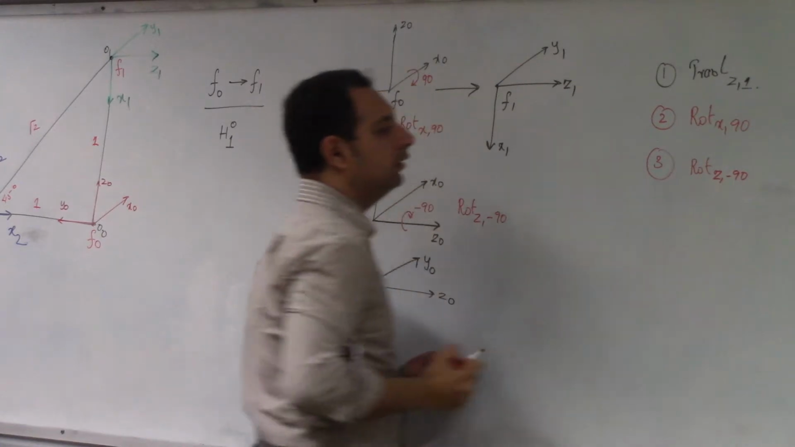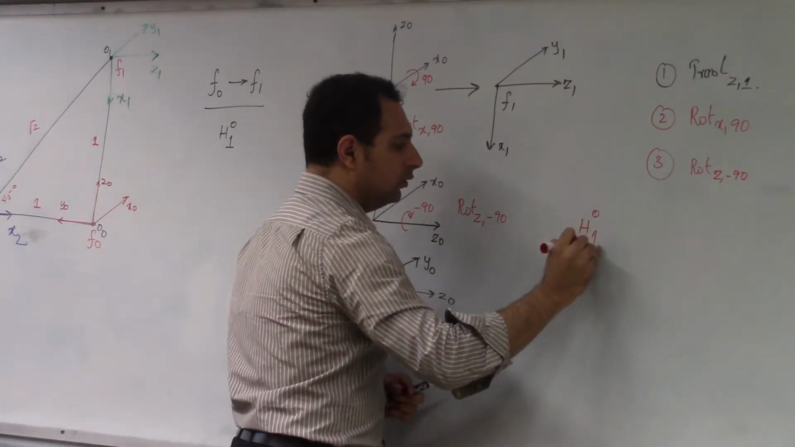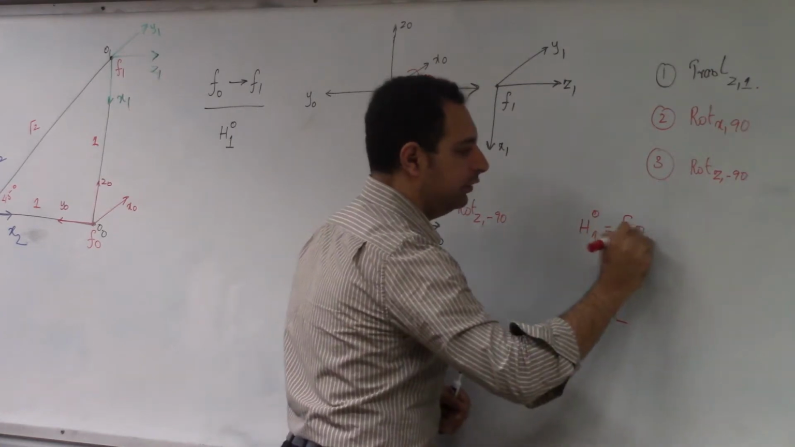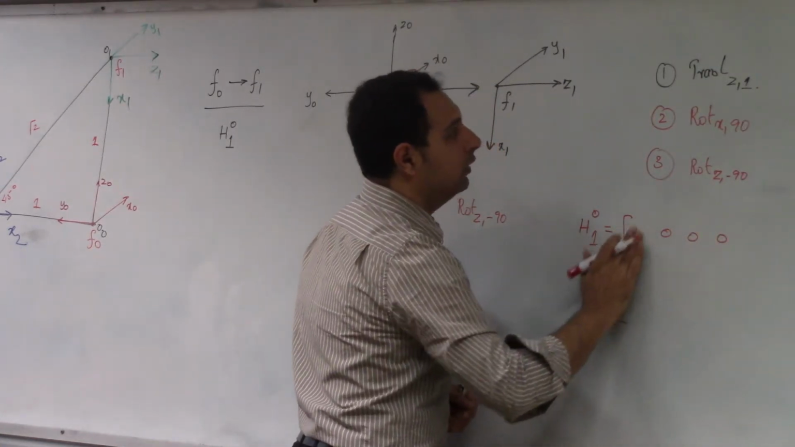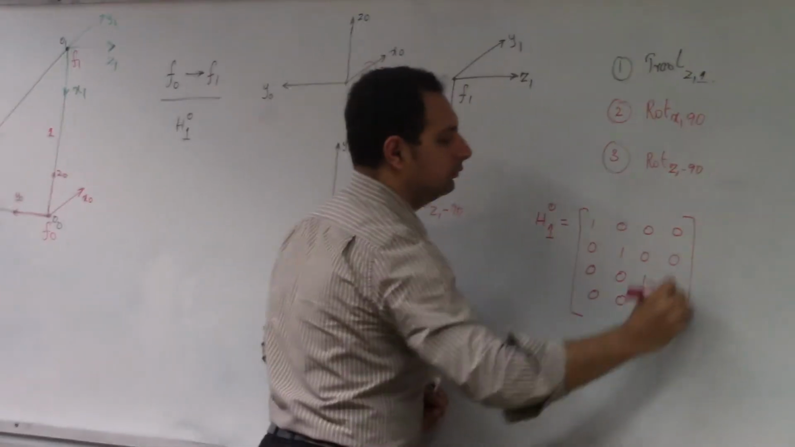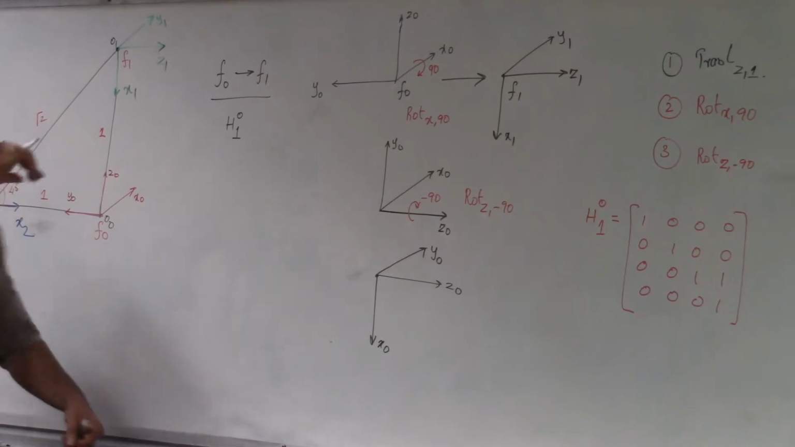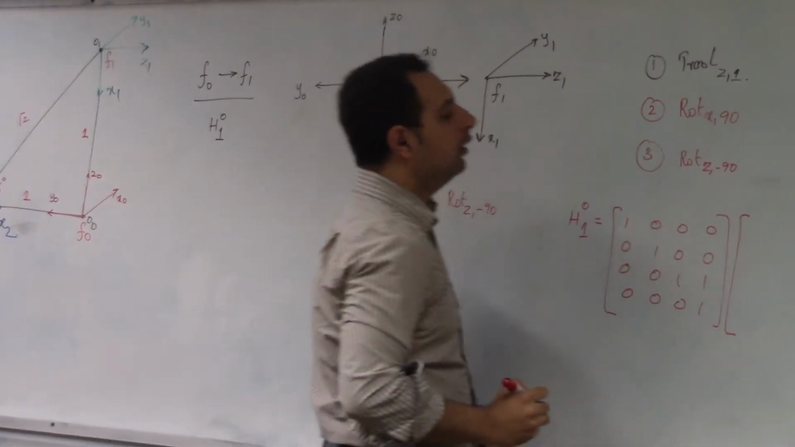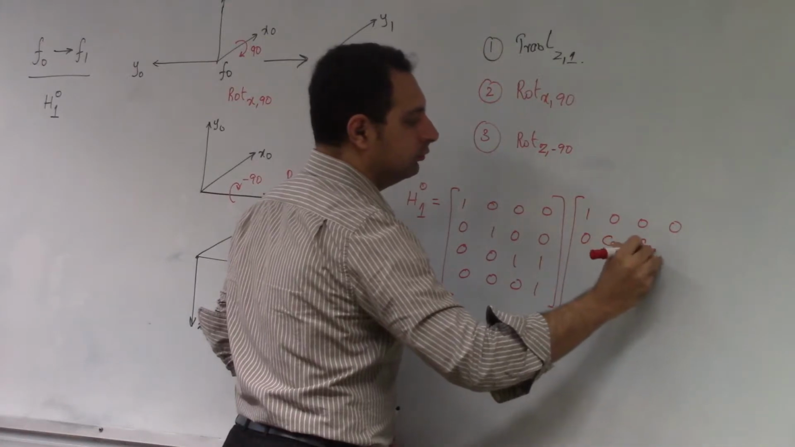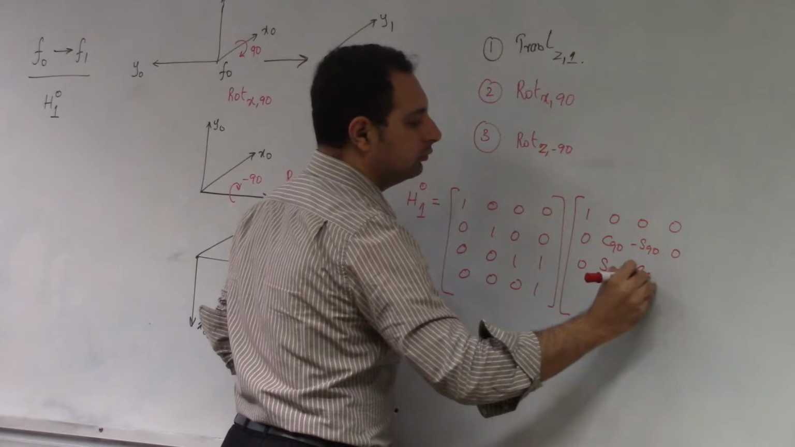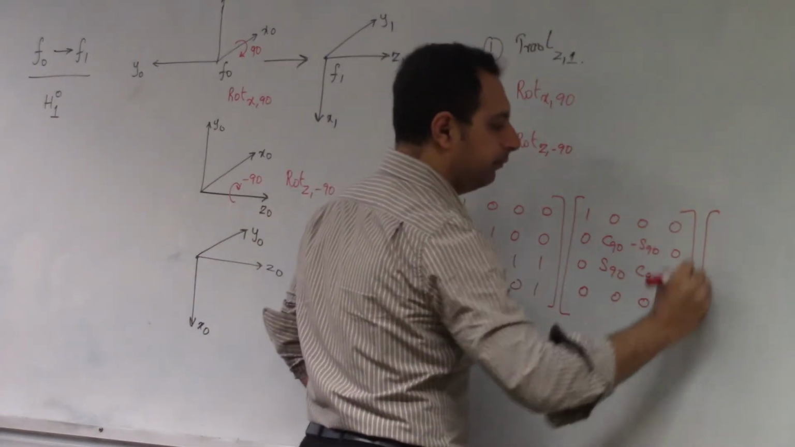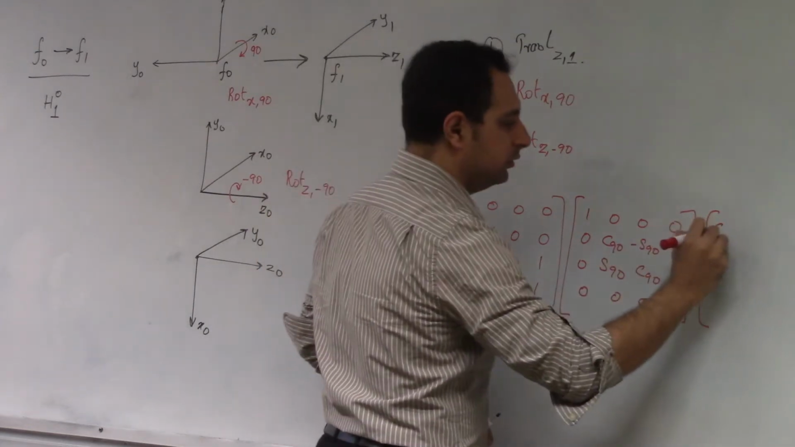Z negative 90. Okay. So your H01 will be equal to multiplying these matrices, which will be 0, 0, 0, 0, sorry, 1, because that's... Okay, here we'll have cos. And we have z, so this will be cos minus 90.